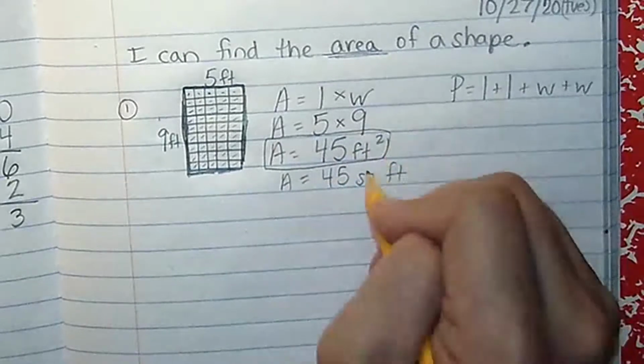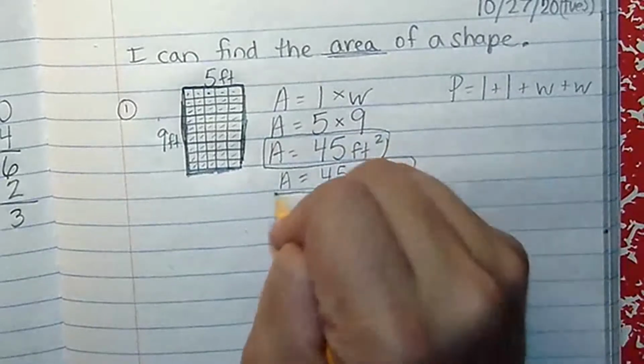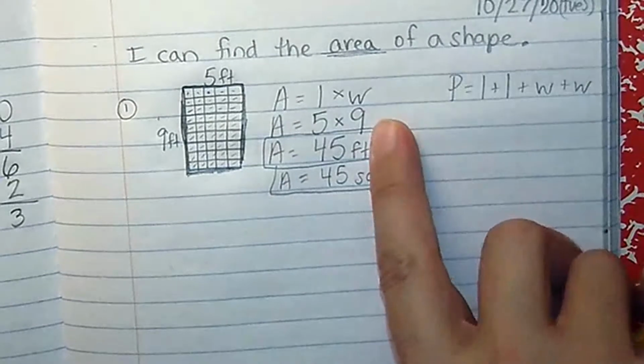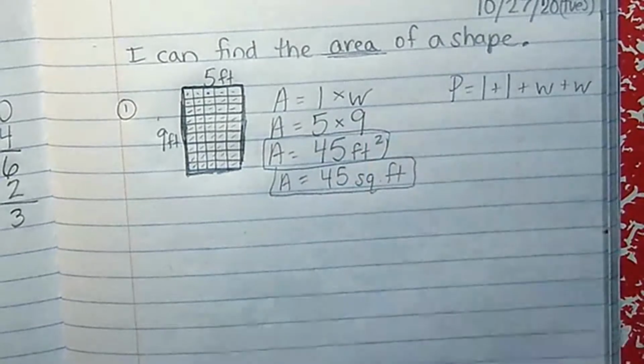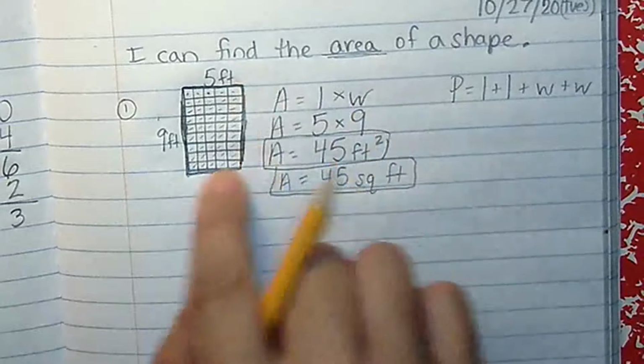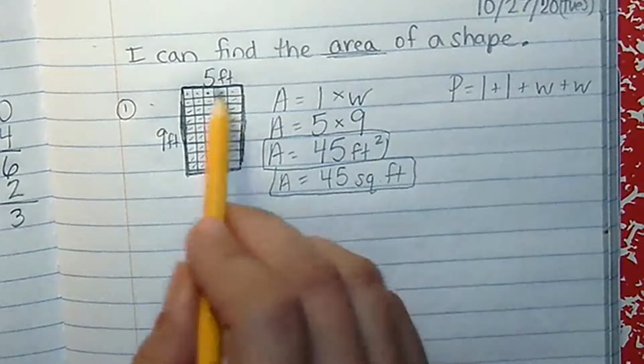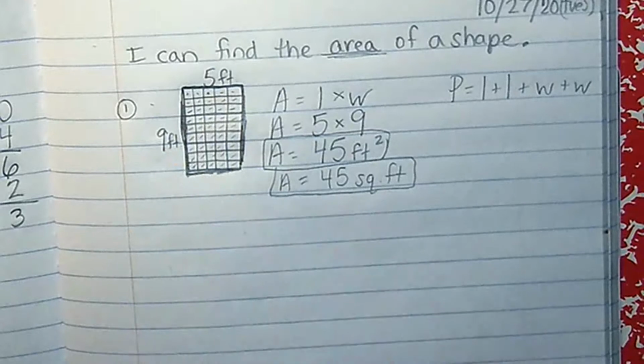square feet, that would be fine. Either one of these are correct. The only thing that would be wrong is if you just put 45 feet, that would be incorrect. Because we're not talking about the straight lines around the edges, we're talking about the squares on the inside. We're trying to find the area on the inside. All right. The area of this shape is 45 square feet.